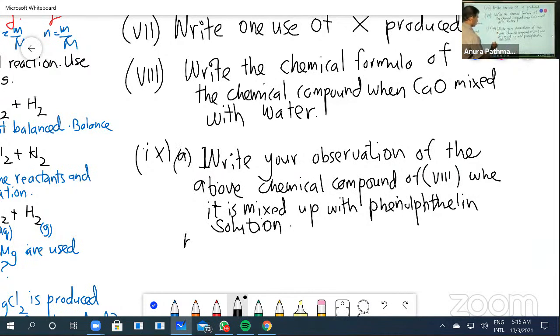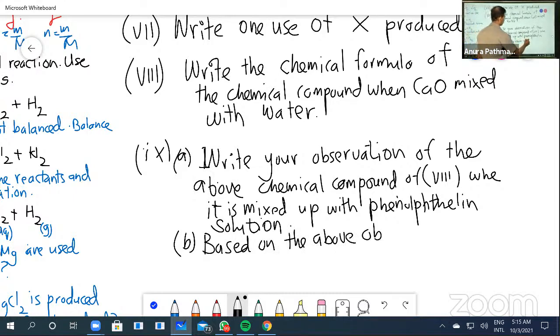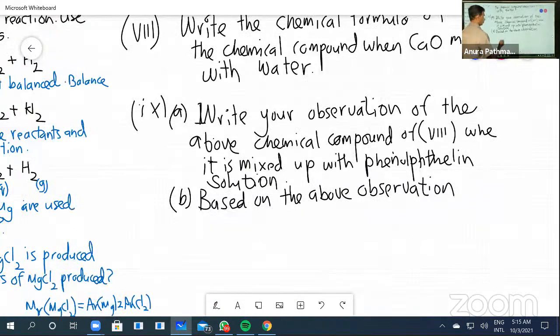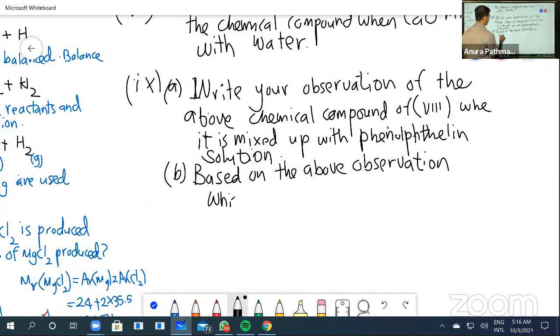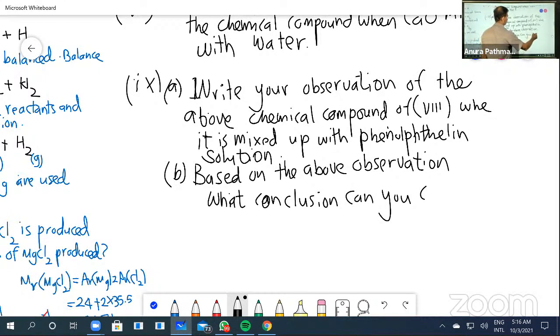Simple A, based on the above observation, what conclusion can you come to at the end?